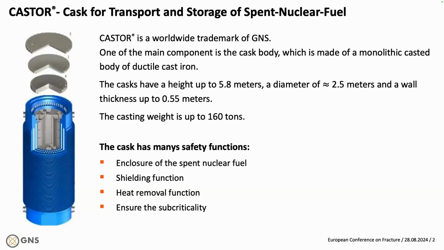And to give you an impression about the dimension, we are talking about a component which is 5.5 meters high, 2.5 meter diameter, and has a wall thickness of nearly half a meter. The casting weight is up to 160 tons, so it's really huge. And the cask has many safety functions related to ensure the safe handling of the spent nuclear fuel. It's a shielding function, it's the enclosure of the spent nuclear fuel, and the heat removal, and also ensure the subcriticality, which is the main function, especially.